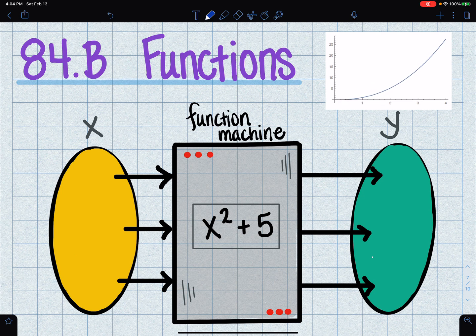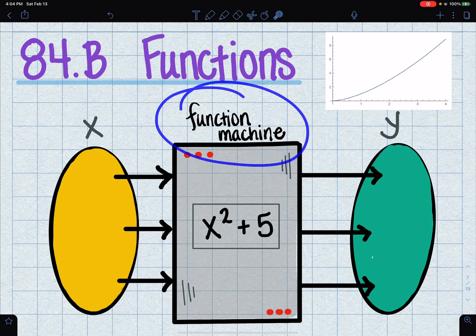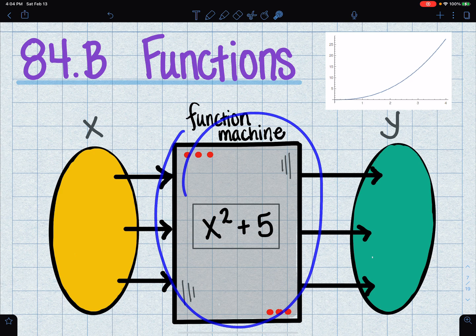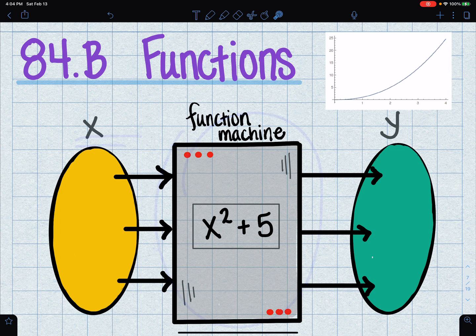Anyway, here's what's going to happen. This is the machine, okay? This is the function machine in the middle. You're going to put in an x, and it's going to spit out a y, okay?